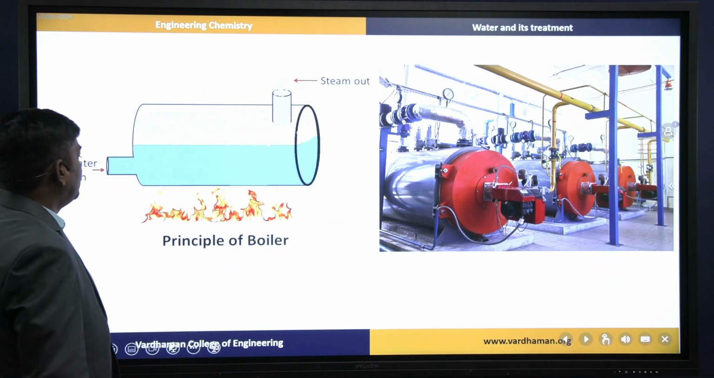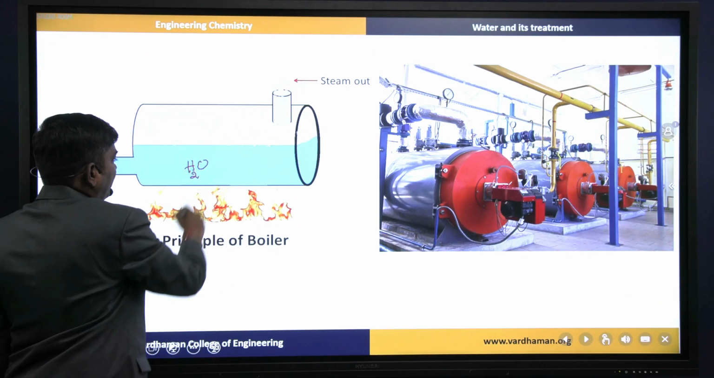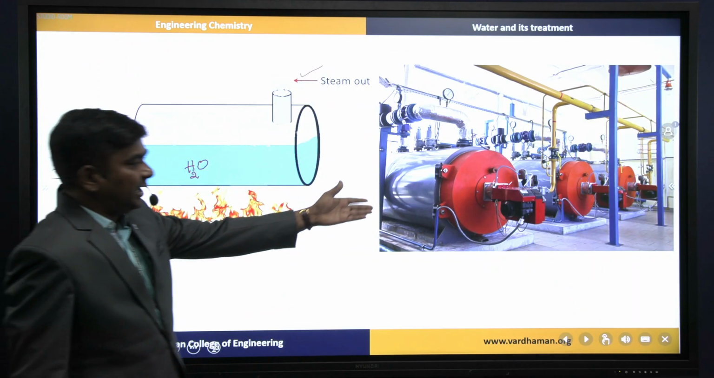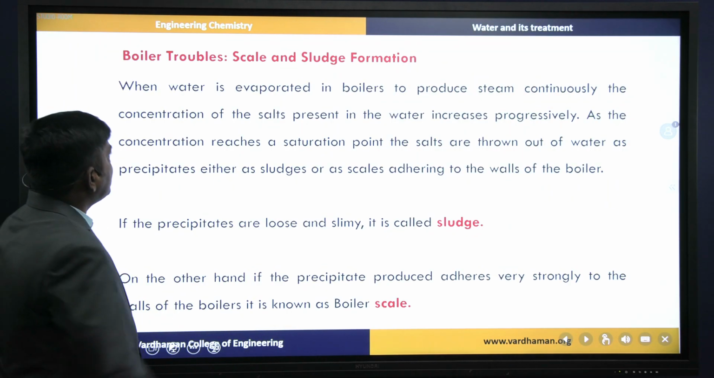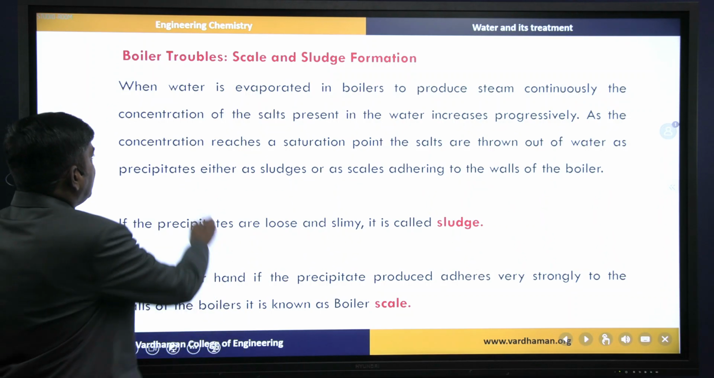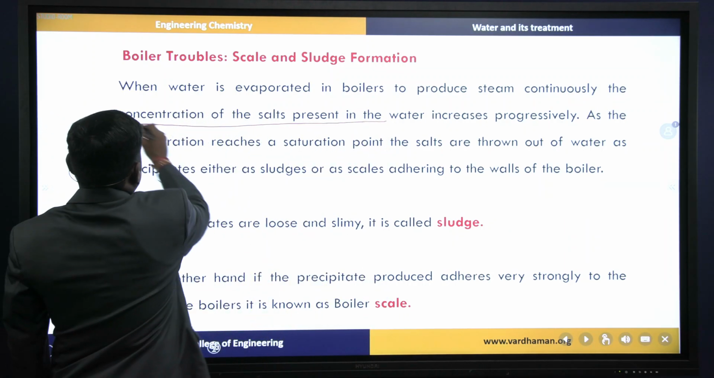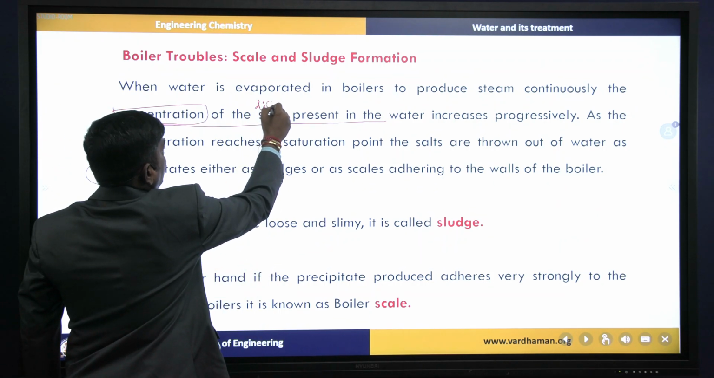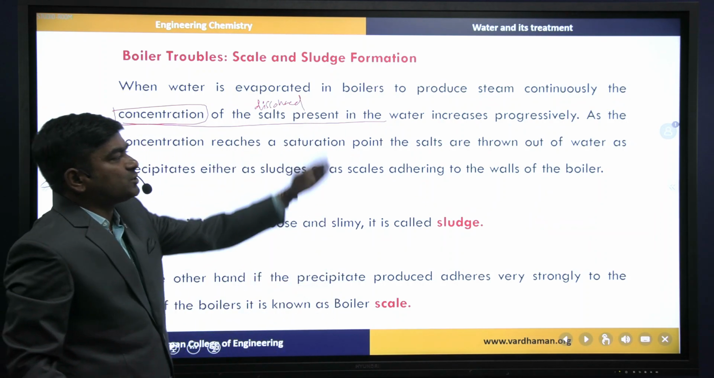Here you can observe the principle of the boiler. Here water is there, and we are giving heat so that water is converted to steam. These are small scale boilers. Now, scale and sludge formation. When water is evaporated in boilers to produce steam continuously, the concentration of the dissolved salts already present in the water increases progressively.